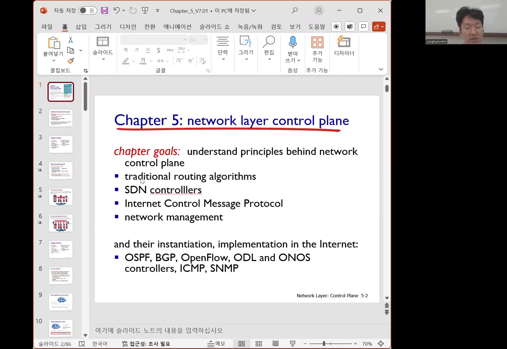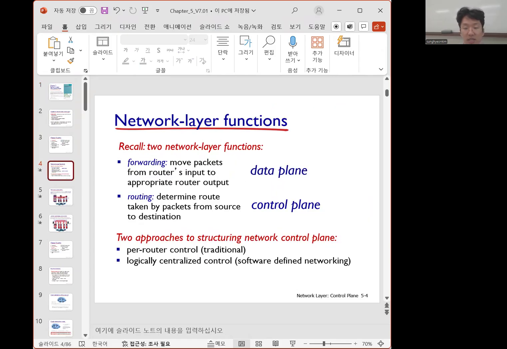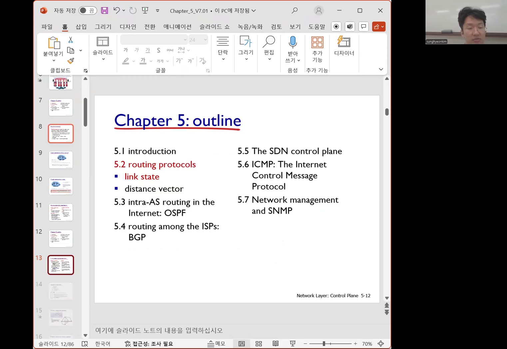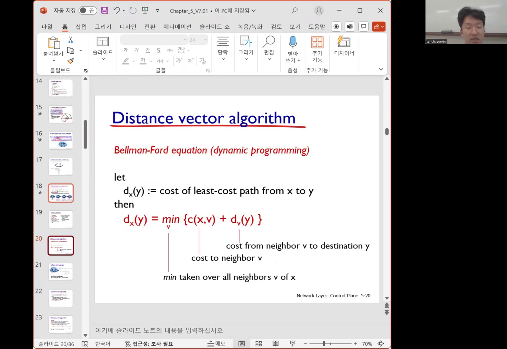In the network layer, there is a control plane and a data plane. What we are talking about is control plane routing: how to determine the route taken by packets from source to destination. So there's the Dijkstra algorithm and the Bellman-Ford algorithm, distance vector. Let dx(y) be the cost of the least-cost path from x to y. Then dx(y) will be the minimum taken over all neighbors v of x of c(x,v) plus dv(y). It's kind of complicated. I want to find the intuition if possible. I didn't find it yet.